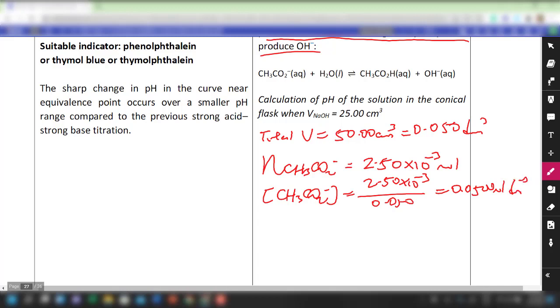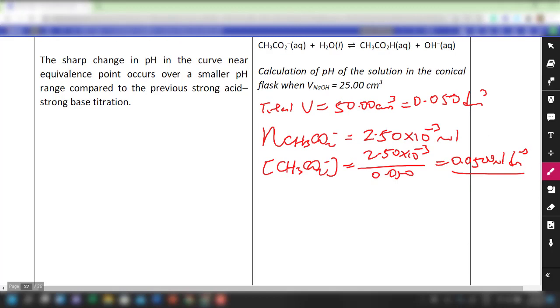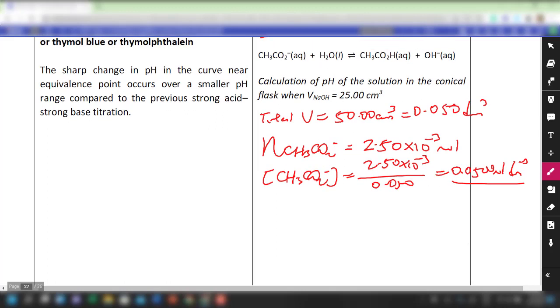Yeah, for students who are sharp enough, you notice that since the initial concentration is 0.1 and volume doubles, concentration will halve, so you can easily get 0.0500 as well, but I'm just showing you the calculation here for completion purposes. Then after that, from here you can easily work out using another ice table if you wish to. So I'm going to focus on this particular equation.